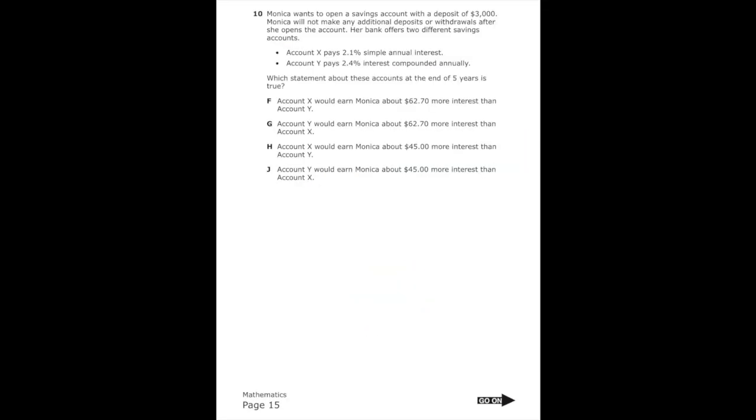Number 10 from the 2022 8th grade math STAAR test. Monica wants to open a savings account with a deposit of $3,000. Monica will not make any additional deposits or withdrawals after she opens the account. Her bank offers 2 different savings accounts. Account X pays 2.1% simple annual interest, and account Y pays 2.4% interest compounded annually. Which statement about these accounts at the end of 5 years is true?